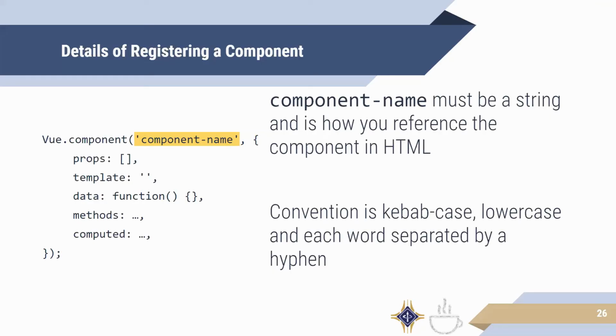First things first, the most important part of this component registration process is the component name. You're going to give it in quotes as the first parameter, and it must be a string. It's not required, but convention is lowercase and kebab case. Kebab case is just every word separated by a hyphen.